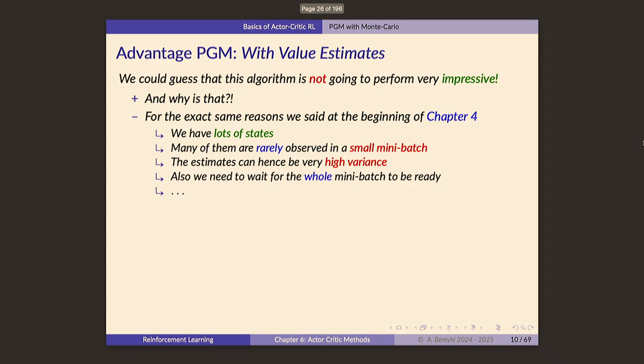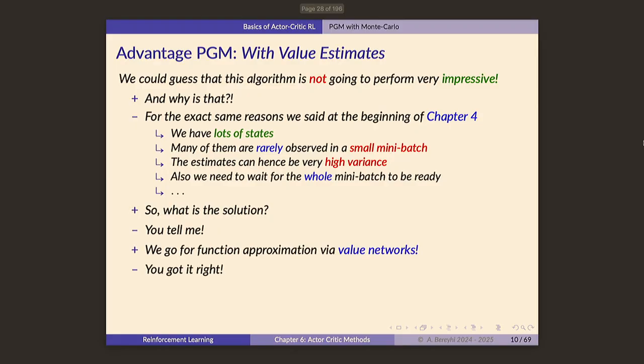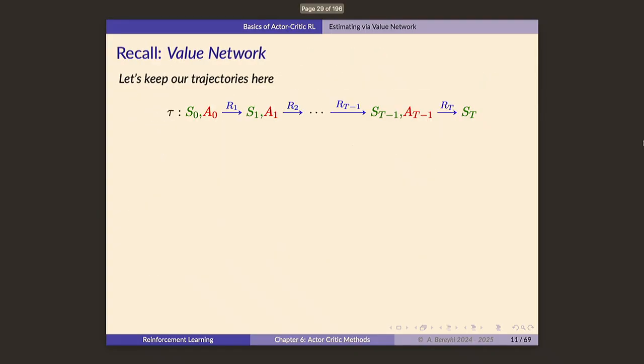So this is not going to work. The reason, well, you very well know the reason. The reason is that this is a giant space. You cannot really do it by a tabular approach. And the solution is simply to use a value network, right? Just a function approximation using a value network. And let's do it together, right?